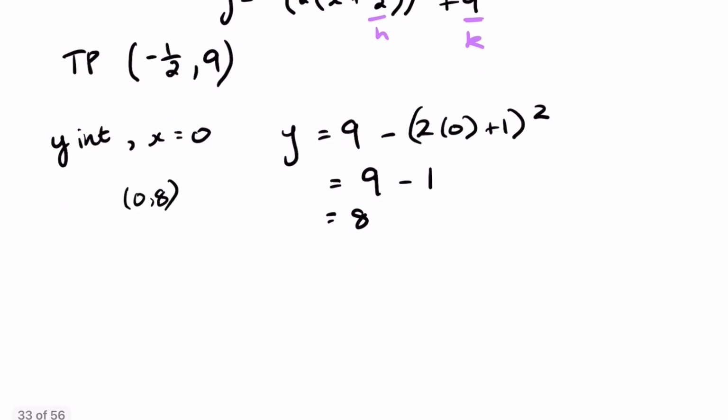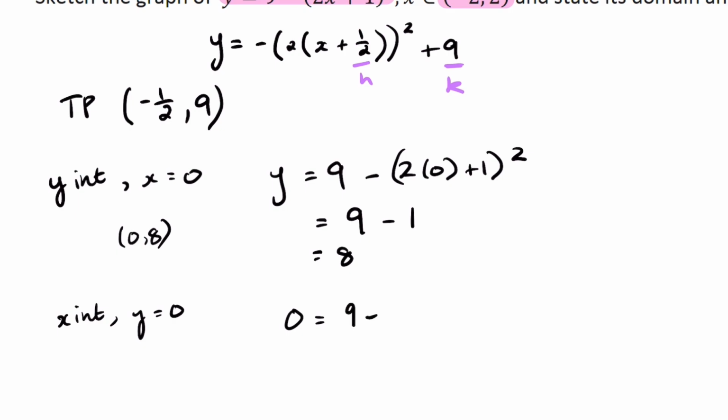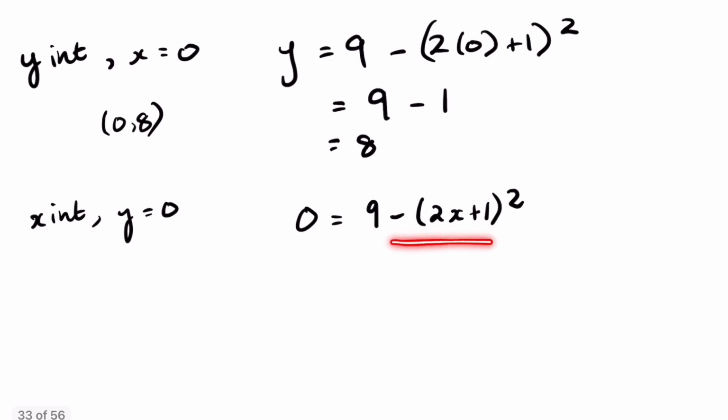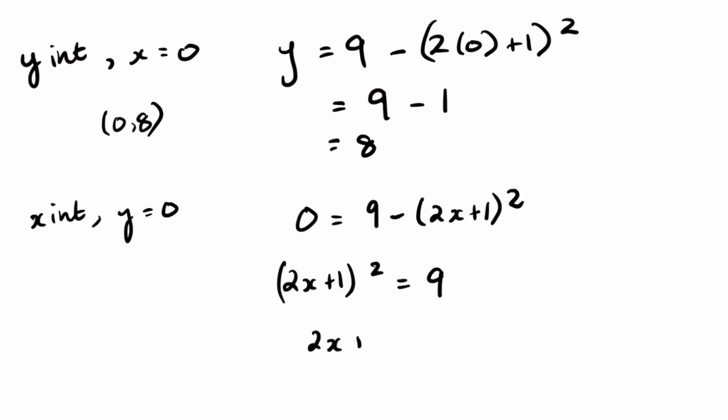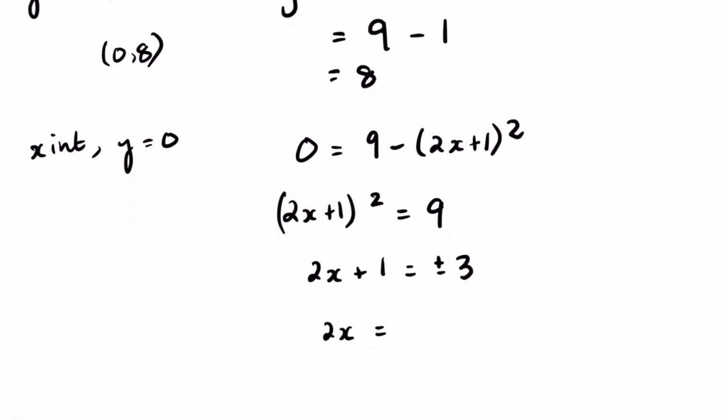And finally, the last thing I need to be able to sketch it is the x-intercept. That happens when y is equal to 0. Again, I'm just going to use the original form rather than having to deal with fractions. I'm going to take this over so that I don't deal with negatives. So those are the two things I don't like, negatives and fractions. I'm going to take this square over by square rooting. And when I square root it, the square root of 9 is plus minus 3. I'm then going to take the 1 over, so that'll be negative 1 plus minus 3, and then I'm going to divide everything by 2.